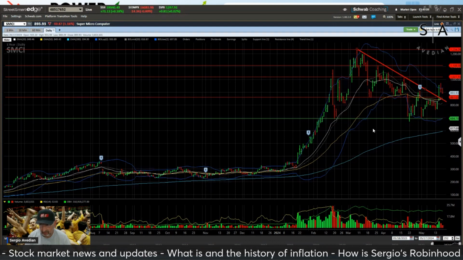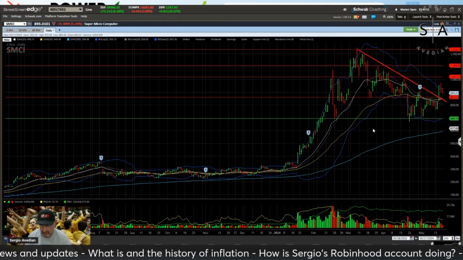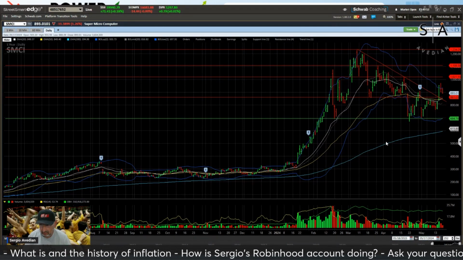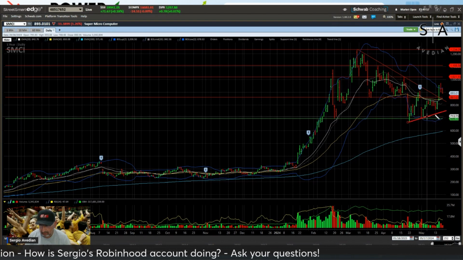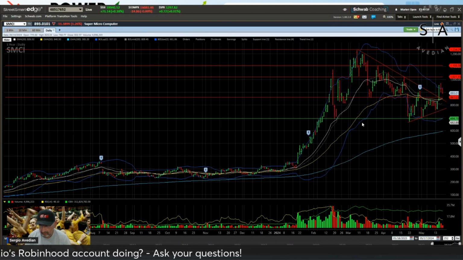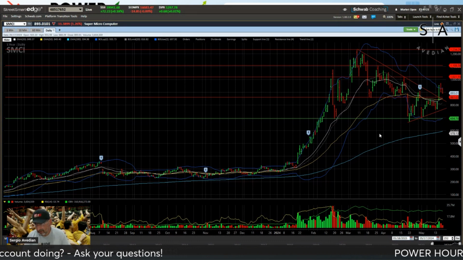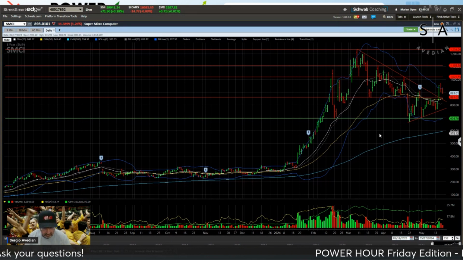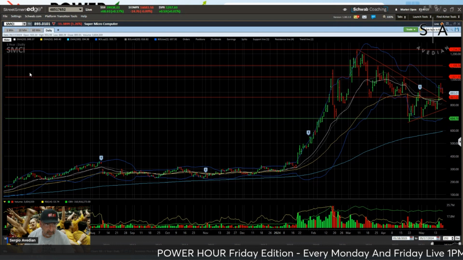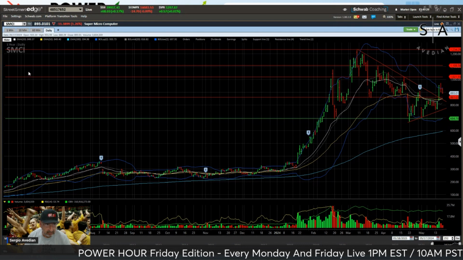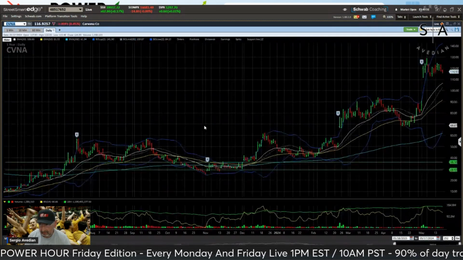And I'll draw this line for you guys as well, so you guys can understand how I do these things. And here it is. There's that triangle that it broke out of. I mean, it just looks like Coinbase, right? Not too difficult, people.